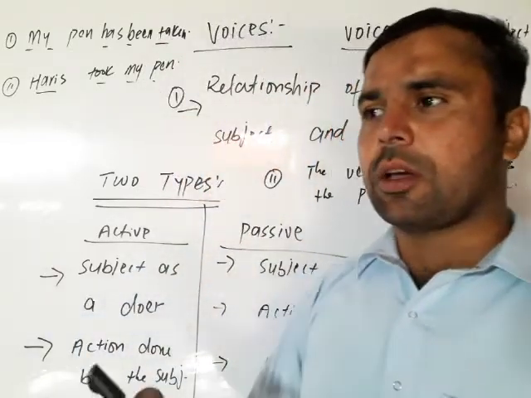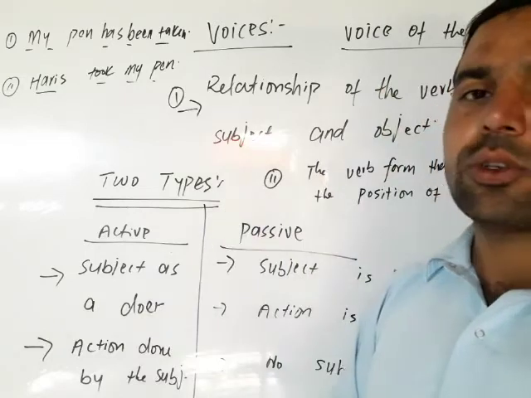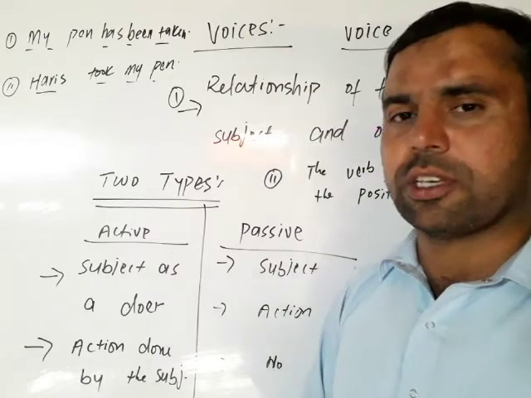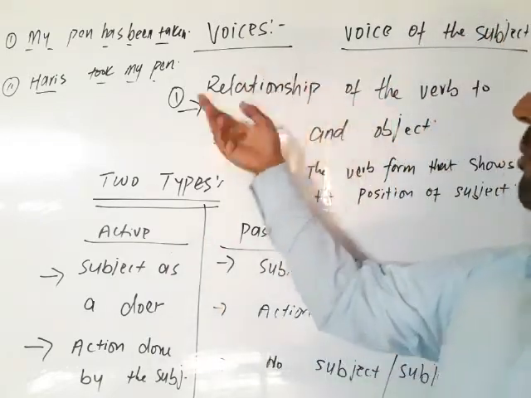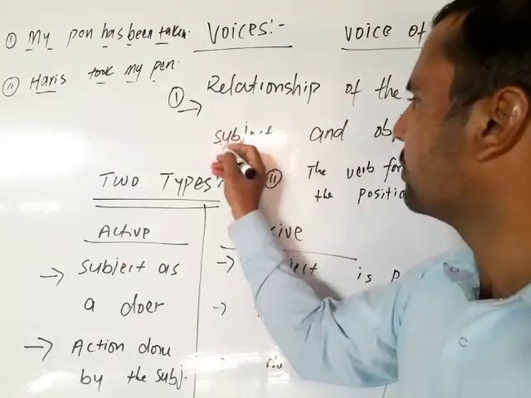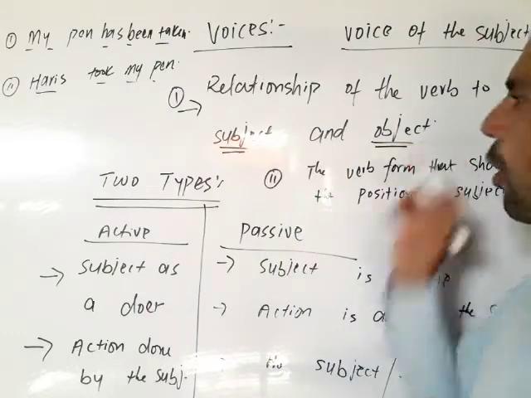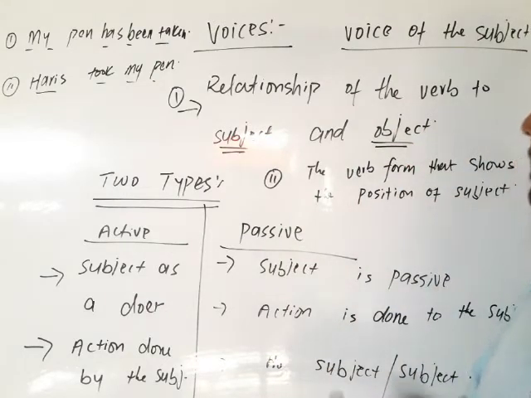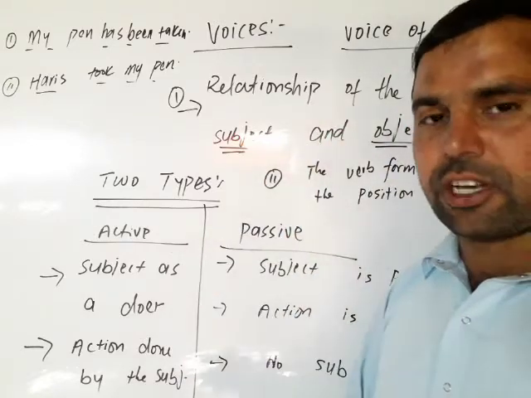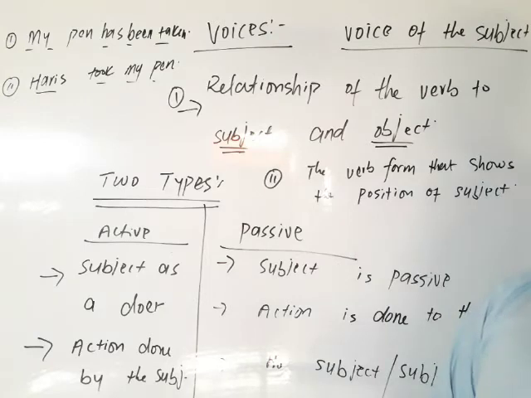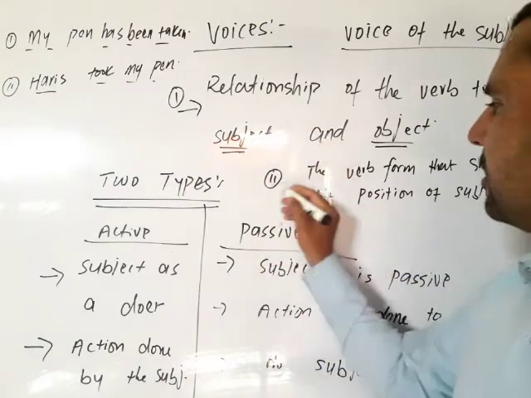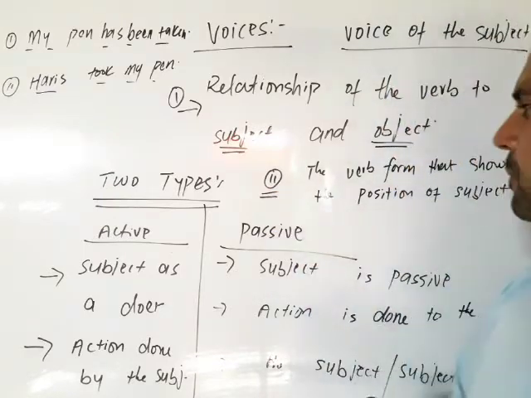If we define voices, we can have two or three simple definitions. By voices we mean the relationship of the verb to the subject and object. I mean to say, what is the relationship of the verb to the subject and object? This definition can be explained if we look at the next definition.